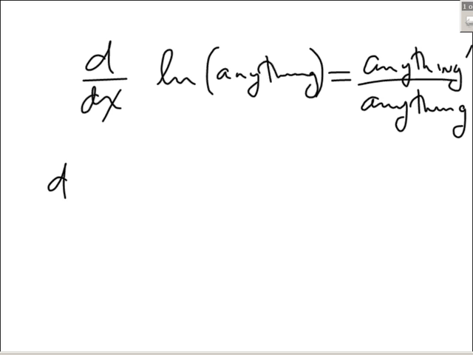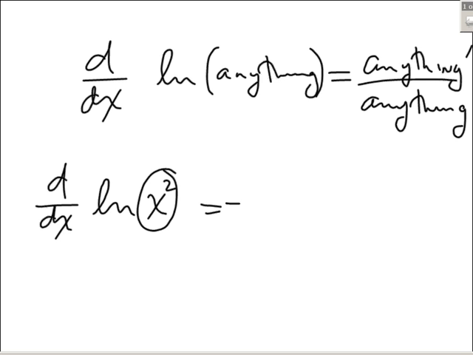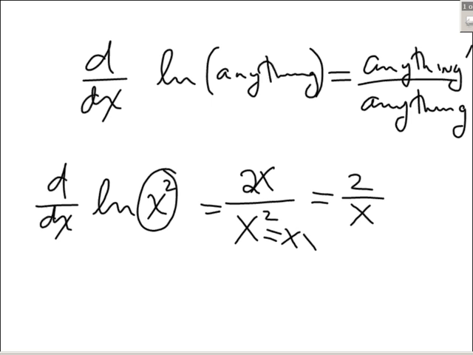For example, the derivative of ln of x squared. This is the anything. You put it in the bottom. You put the derivative of the anything on top. Calculus is done. Clean it up a bit. Kill off one x in the top and one x in the bottom. After all, the bottom is x times x, and you can kill off one of the x's. So the answer is 2 over x.